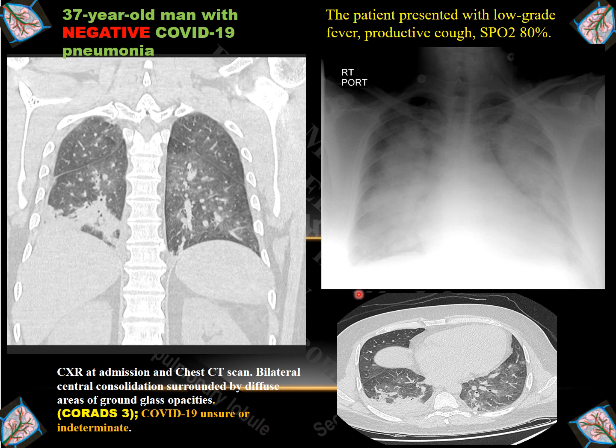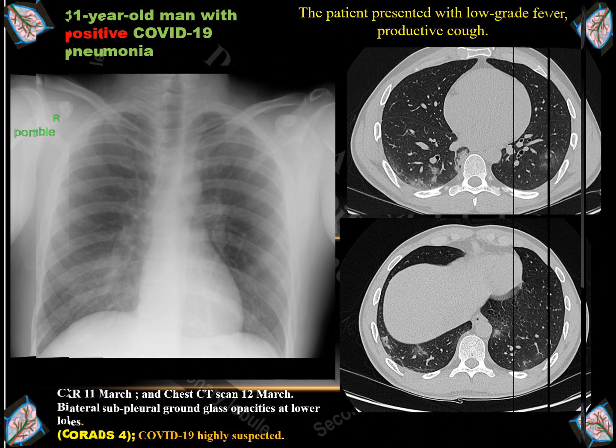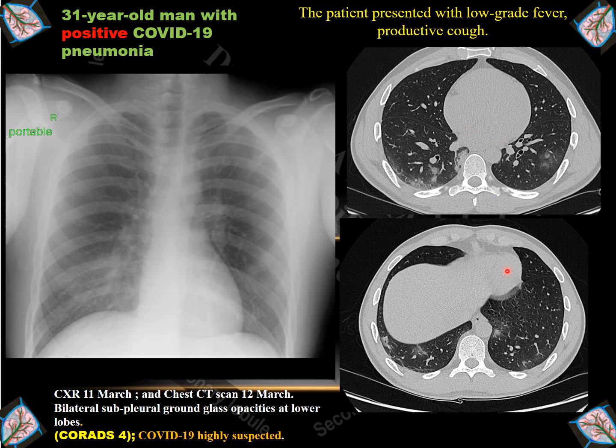This patient was suspected COVID-19, also unsure or indeterminate according to CO-RADS 3, and in the laboratory findings they are negative. A few more cases: multifocal ground glass opacity in subpleural distribution in the lower lobe, in the superior segment of the lower lobe, and the basal distribution, with a patient positive for COVID-19.